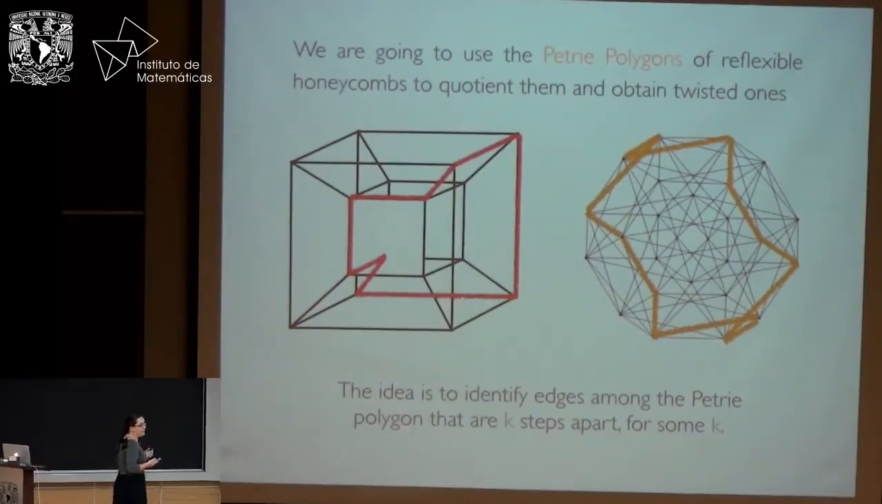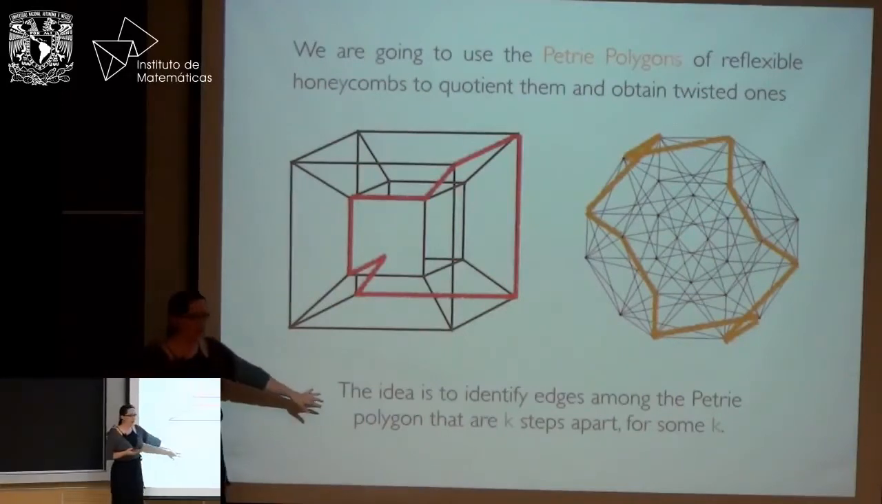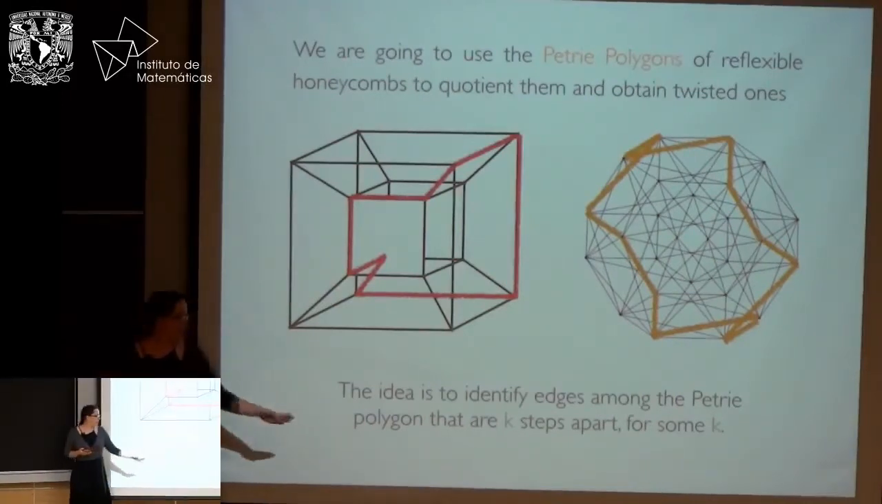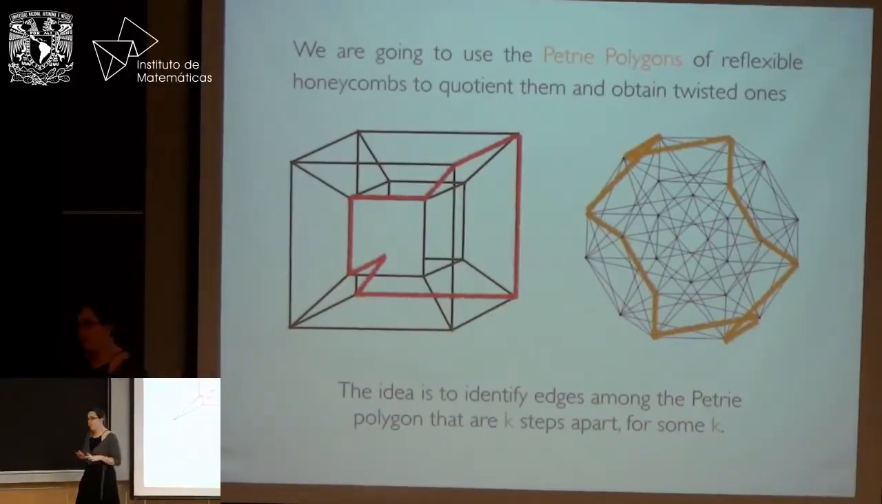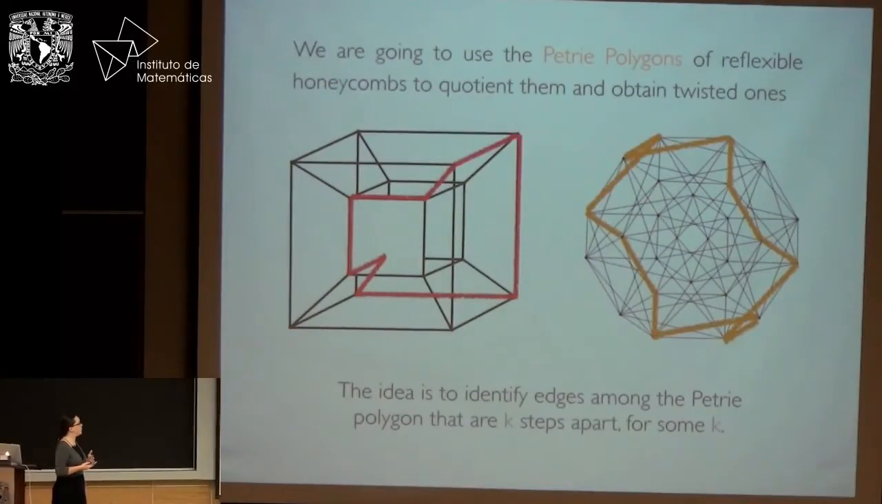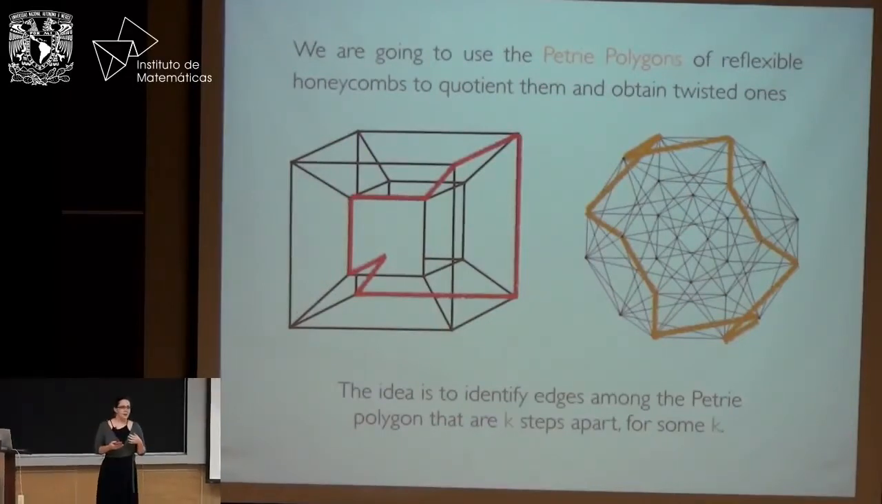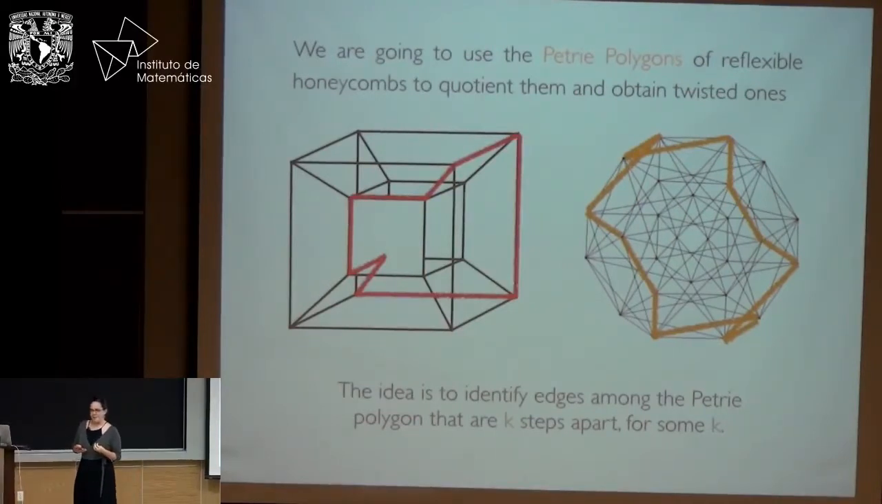The idea to obtain twisted things is to identify, among the Petrie polygon, edges that are k steps away for some k. I don't know which k. I want to figure out which k is going to work. But that's how I'm going to do it. For the finite ones, I could start drawing and then try to figure out if I can do it or not. For the infinite ones, that's much harder. I'm not going to be able to do it.